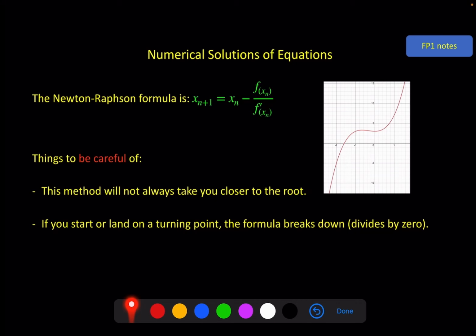This second point is even more obvious, because obviously if you try and divide by 0, your calculator will tell you that you're doing something silly very quickly. For example, if you start on the turning point here, you know that the gradient on a turning point is 0, that's how we find them. But if you've got a gradient of 0, the 0 will appear here in the denominator of the fraction, and that of course is where you're breaking down. But generally speaking, this is quite a good method.